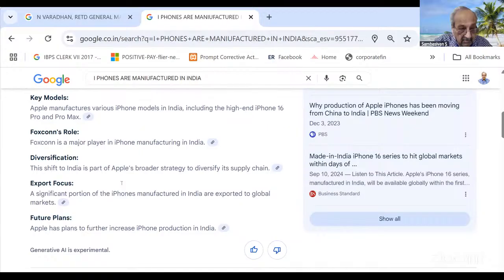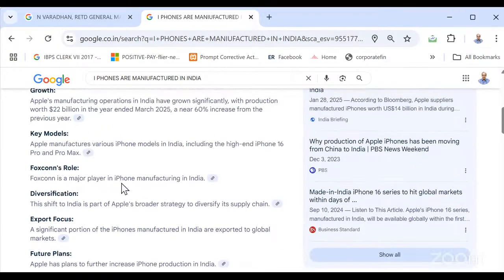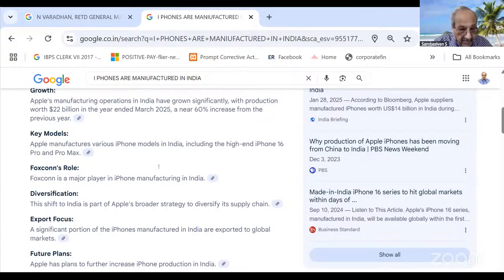Key models. Apple manufactures various iPhone models in India, including the high-end iPhone 16 Pro and Pro Max. Foxconn is a major player in iPhone Pro manufacturing in India. Yes, continue. Foxconn's role: Foxconn is a major player in iPhone manufacturing in India.